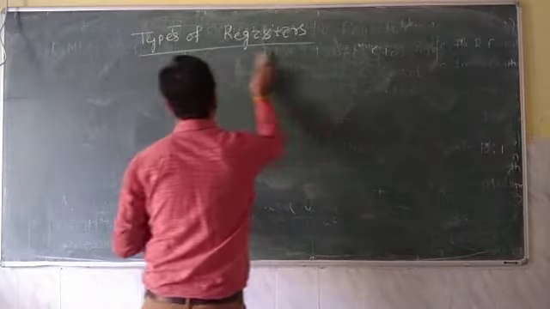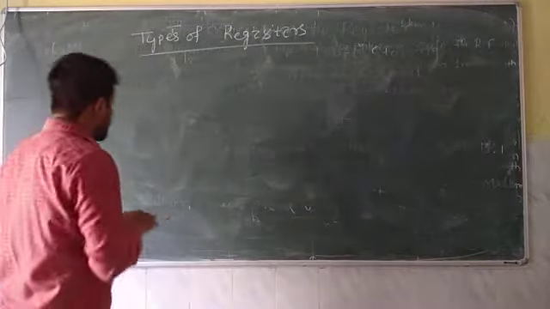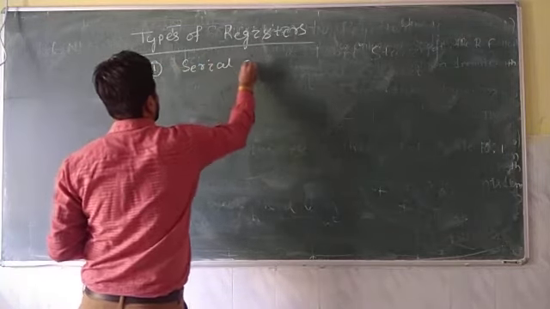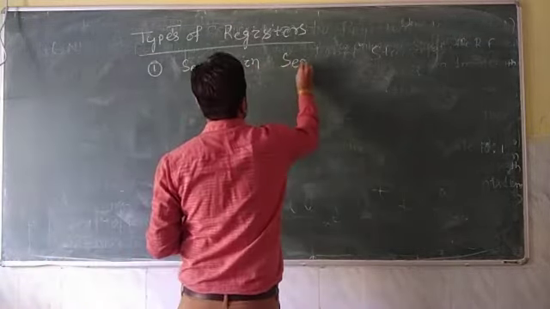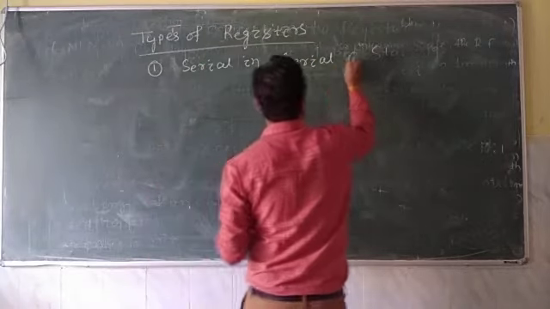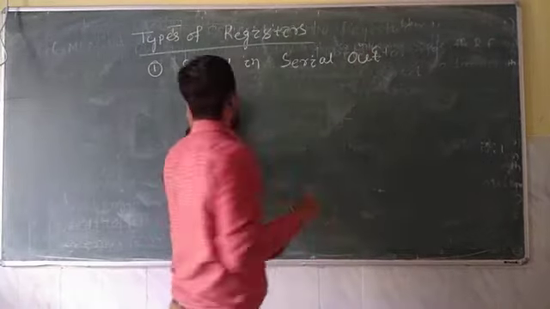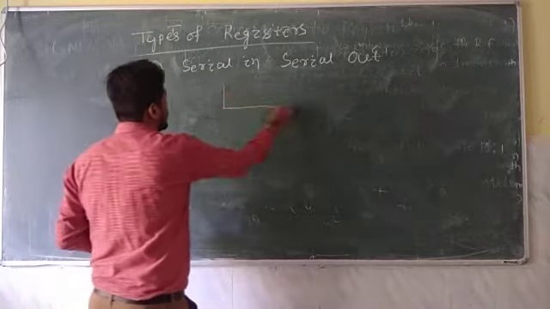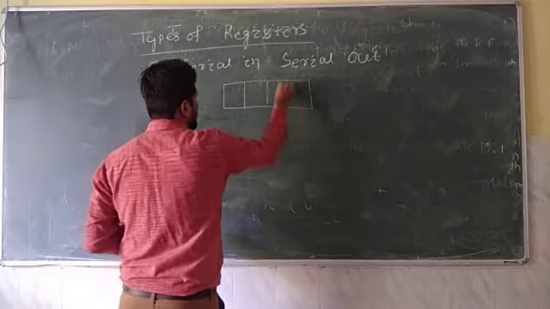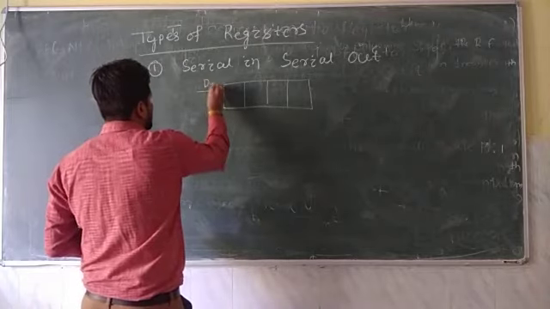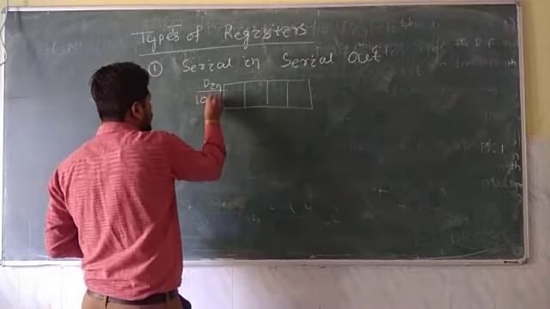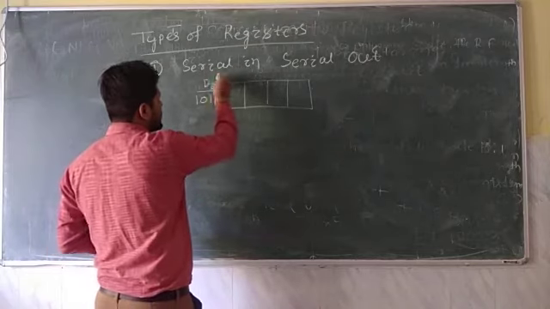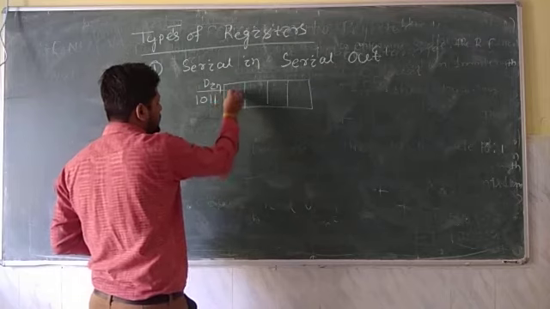So what are the types? The first one is serial in, serial out. That means you are entering data serially into your register. Suppose these are all your flip flops, and suppose you have 4 flip flops. Suppose this is your data D in, and you want to store 1011. Serial means bit by bit. So you first store this 1.